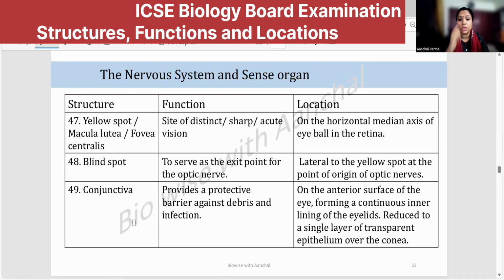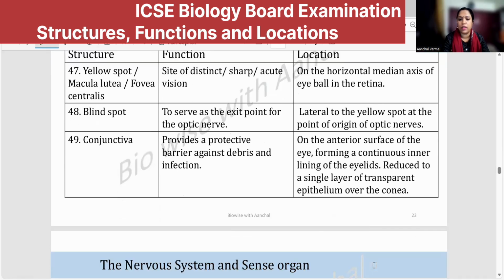Conjunctiva, the outermost layer, provides a protective barrier against debris and infection. When it gets inflamed, it is a disease called conjunctivitis. On the anterior surface of the eye, forming a continuous inner lining of your eyelids, it is reduced to a single layer of transparent epithelium over the cornea. So over your eye, there is a single layer of conjunctiva. When it gets inflamed, it's very painful and irritating, right?